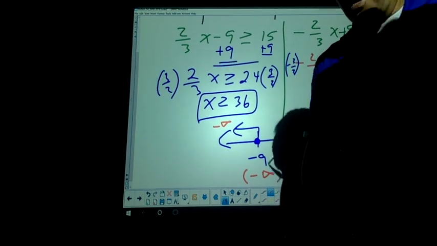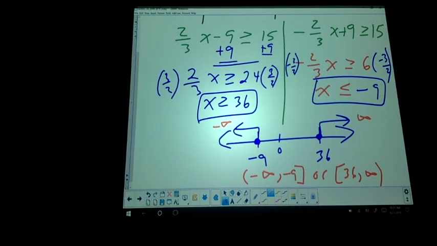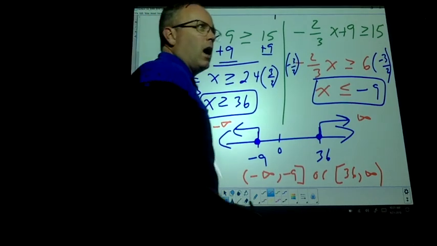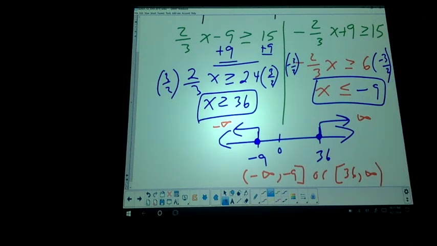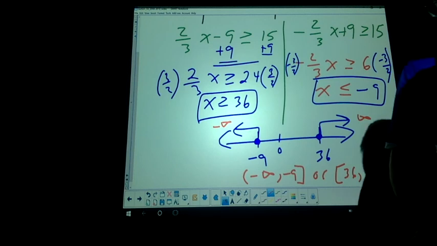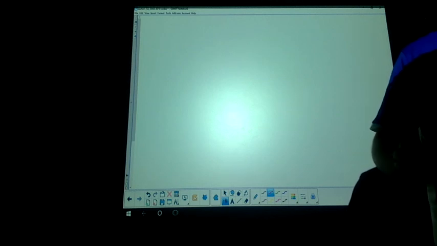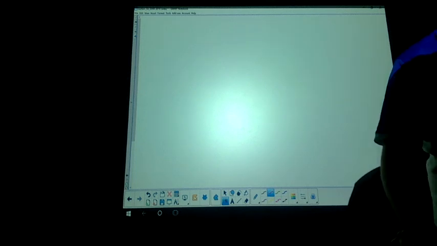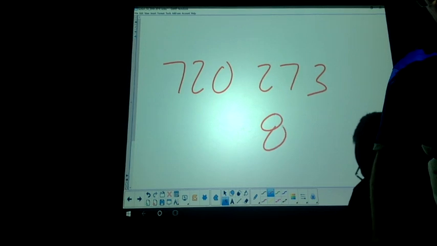I want to offer this to you. If you need any help on any of these problems on the review, I'm not going to collect the 4G review today. If you need help on any of those problems, do me a favor: take a picture of it and text it to me.